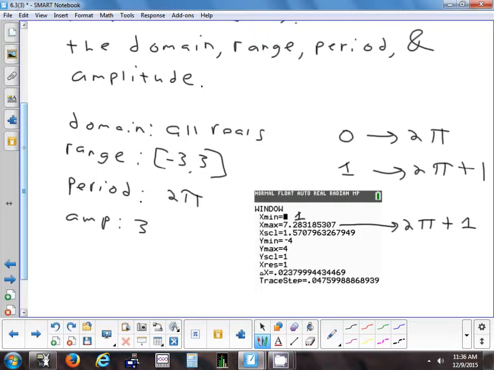Okay. Any questions on how you would extend this to see 2 periods? If you get stuck, I'd say, well, instead of going 0 to 2 pi, I want to go 0 to 4 pi, but then shift that whole thing 1 unit to the right. So it would be 1 to 4 pi plus 1. And that would give you 2 periods.